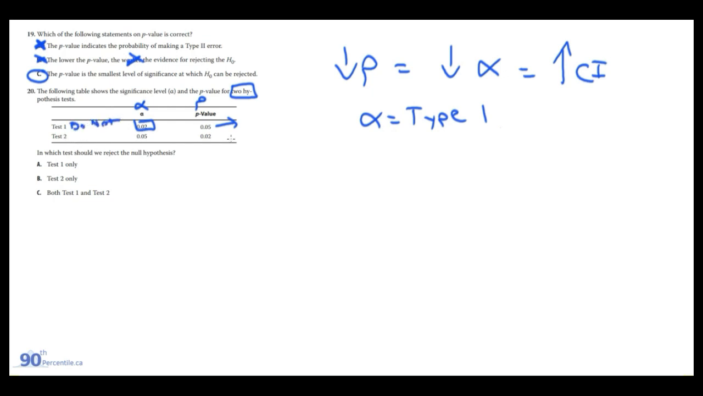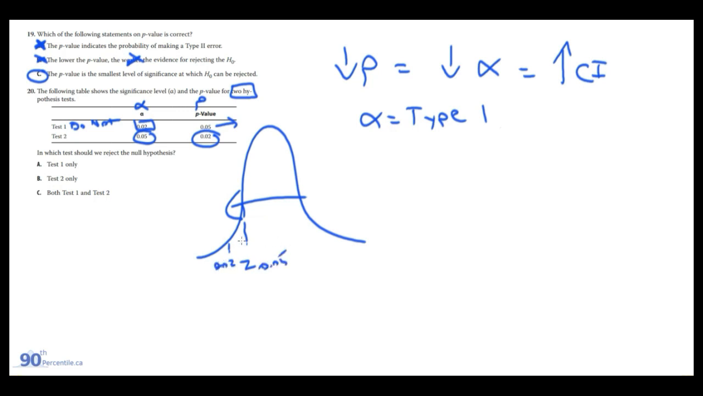Well, for test 2, it's the exact opposite. The numbers are just switched. Significance level is 5%, but we could reject it at a 2% significance level, which shifts it out even further on the graph. If this was the z-value, and this was the p-value at 0.02, this was the z-value at 0.05, you can see that we have this extra room at which we can reject. So we're going to reject here. So the answer is B, reject test 2 only.